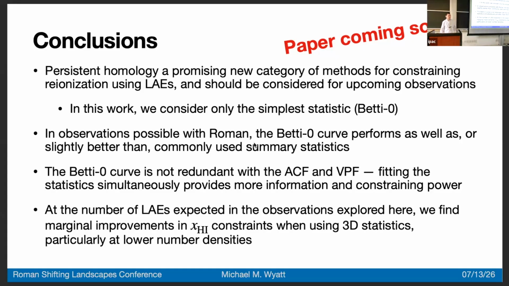So thank you for this talk. Just a basic question for you. You say that the Betti zero curve is not redundant, or I guess degenerate, with the 2-point correlation functions and the void finder. Is it because it is using different information about the Lyman alpha emitters, or is it because it is just a different way of calculating the same information? Do you see what I'm asking?